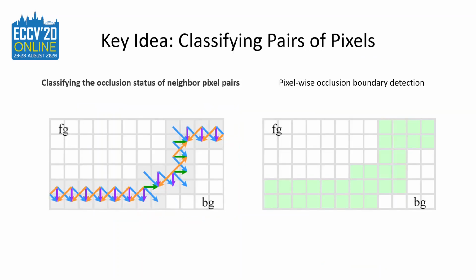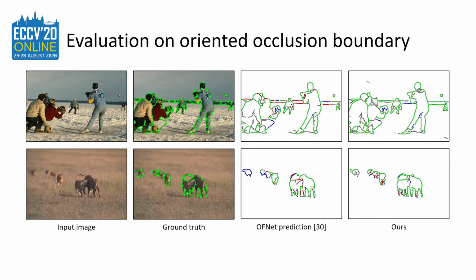Our method is based on one key idea which makes a whole difference: classifying the occlusion status of neighbor pixel pairs, rather than just doing pixel-wise detection. Experiments on a variety of datasets demonstrate that our method outperforms existing ones on this task. Here are two qualitative results, where the correctly estimated pixels in predictions are colored green. Compared to the state-of-the-art method OFNet, we achieve better results.